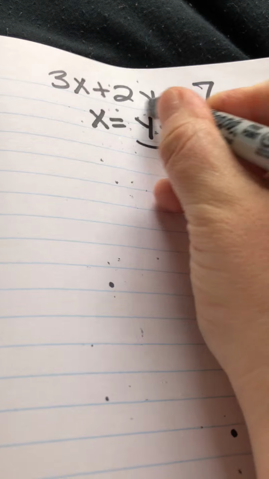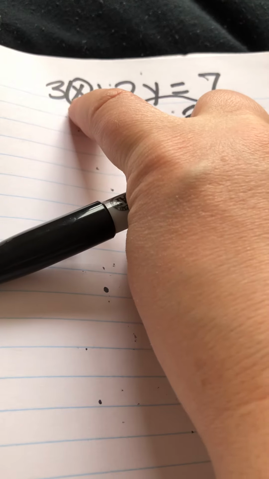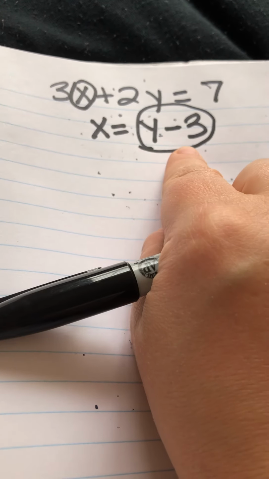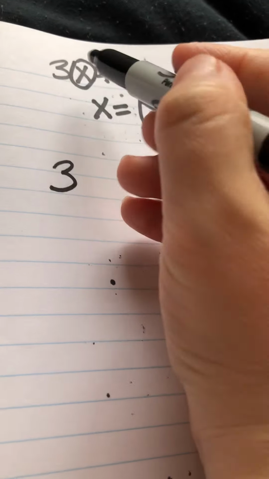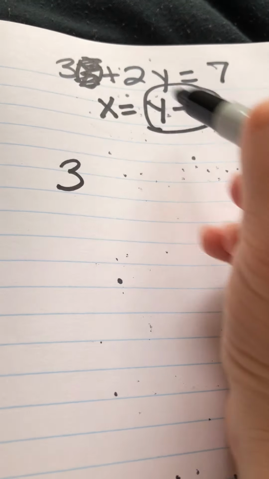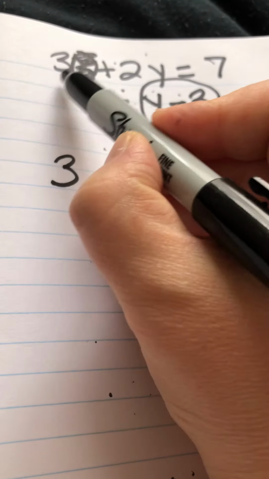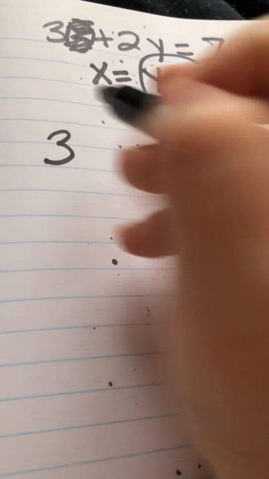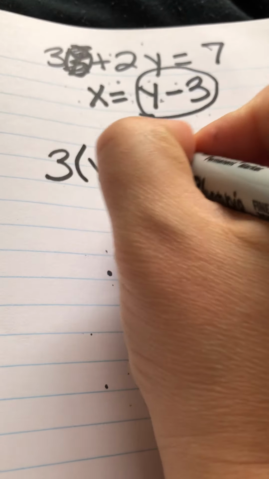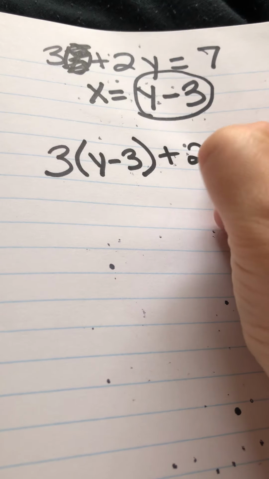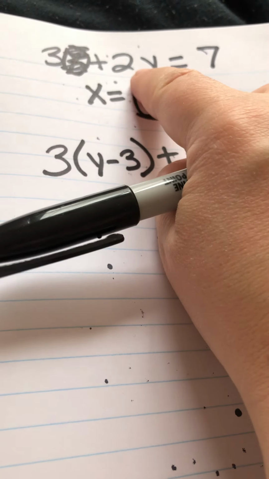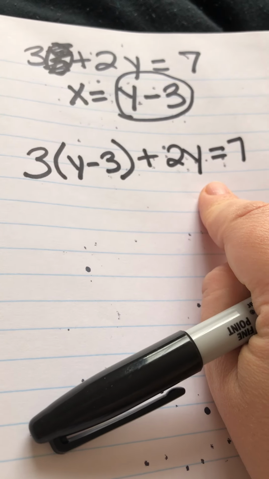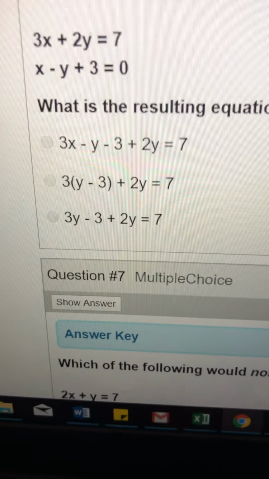So I can now take my y minus 3 and plug it in for the x in this other equation. I'm replacing the x with it because that's what this x is equal to. So I'm still going to write my 3, but I'm taking the x out and replacing it with this. Now 3 and x were being multiplied, I know that because they were squished together. So 3 now has to multiply this, so again, this is going to go into parentheses. And then I'm going to write the rest of the equation exactly the same. So I just copied down my 2y and my equals 7. And you can see which multiple choice answer looks the most like that.